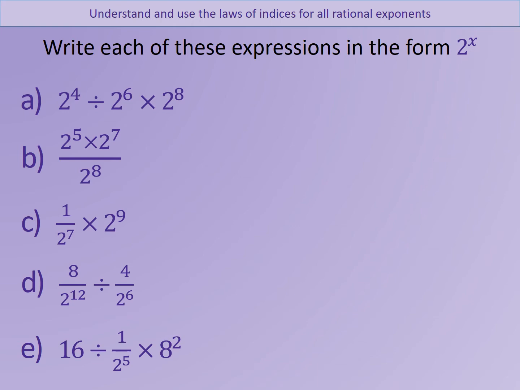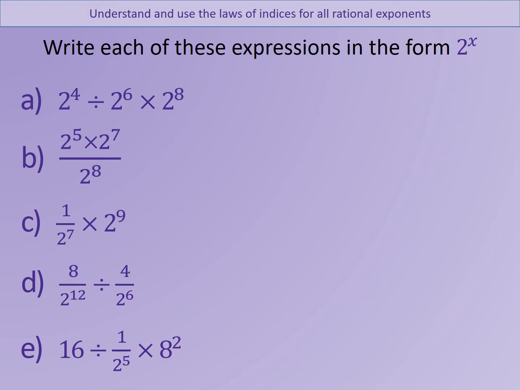In this question, we're trying to simplify each of these expressions to give a power of 2. So we're going to use our laws of indices, and you can pause this PowerPoint now, have a go, and then in a couple of minutes I'll go through the answers. Okay, so let's go through them then.